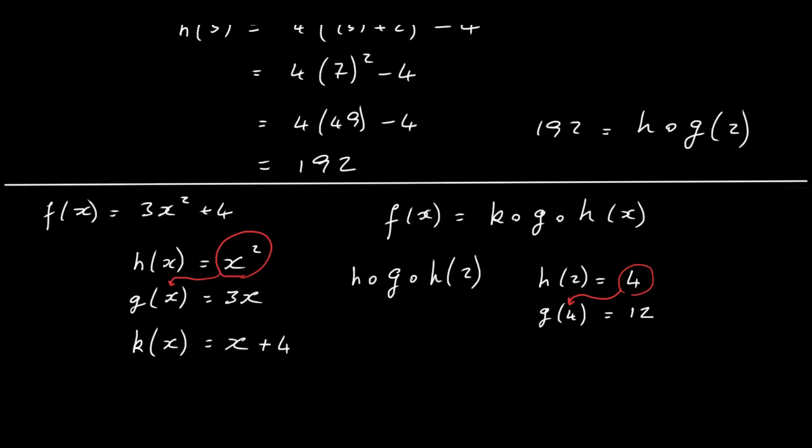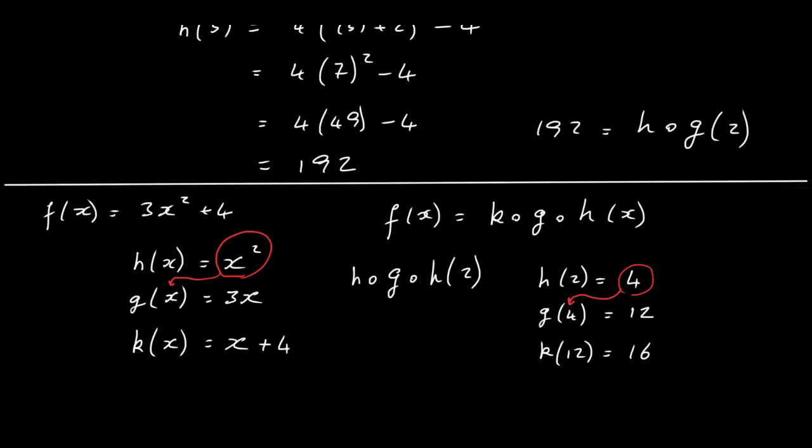So what do we do next? We look at putting that input into k. We put our 12 in here. What happens to that? We add 4. So 12 plus 4, 16. And you can see that will work here as well.